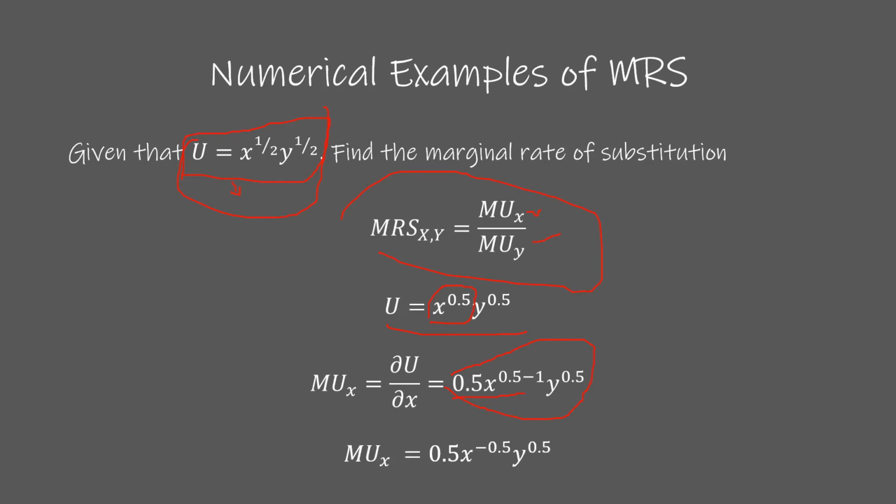Now we have our MU of x equal to 0.5x. When we subtract 1 from 0.5, we are left with minus 0.5, y raised to power 0.5. So this is our MU of x. So now we move on.